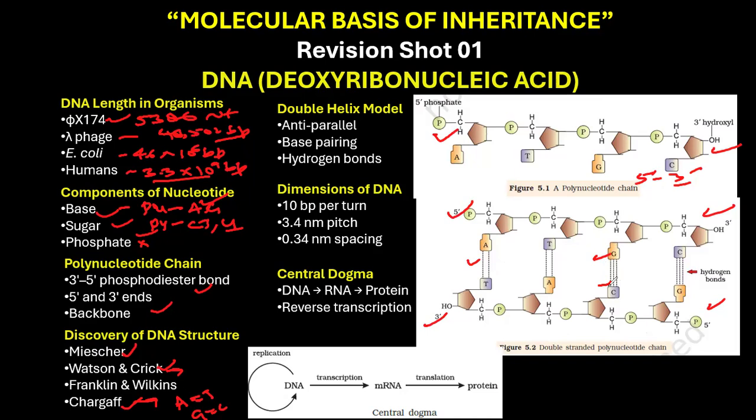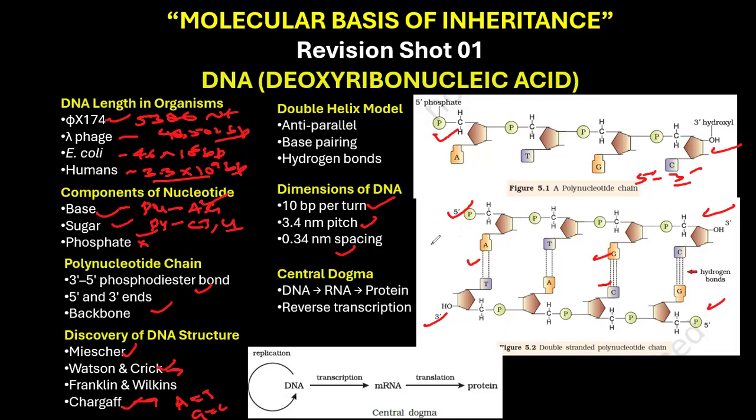DNA is a right-handed helix. This is also an important point. One turn has 10 base pairs. The pitch is 3.4 nanometers. The distance between bases is 0.34 nanometers. So base stacking plus hydrogen bonds give stability to the DNA. So remember, base stacking and hydrogen bonds give stability to the DNA.